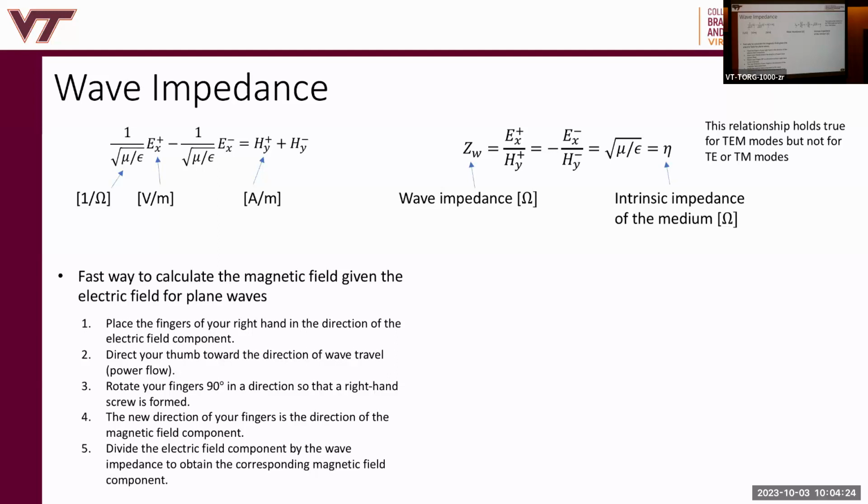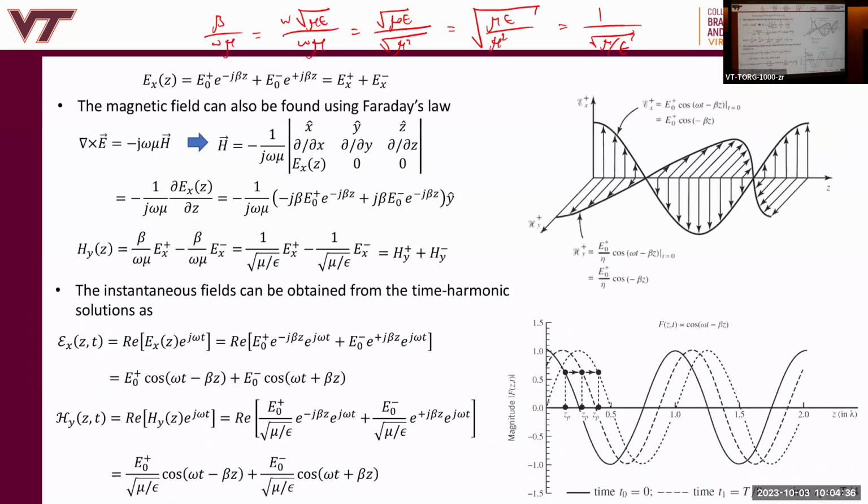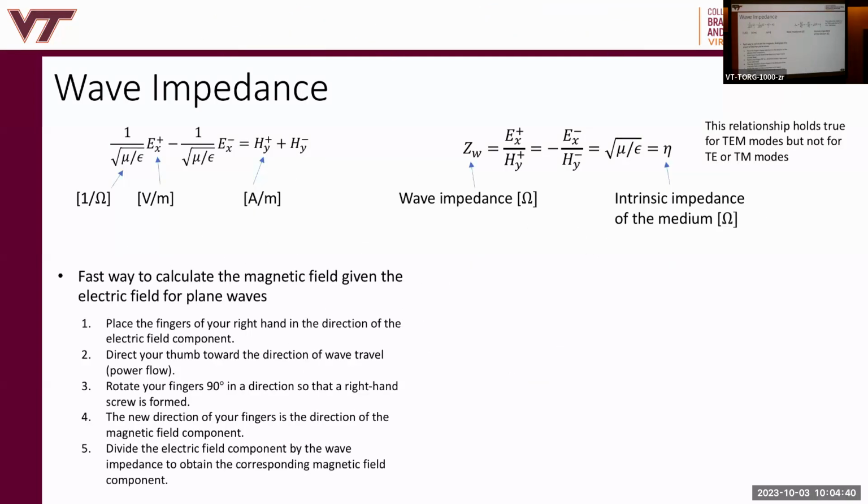Here's how this works for uniform plane waves. You can calculate the magnetic field very fast. Once you have the electric field, you don't have to take the curl of the electric field, as we did here. All this calculation you can avoid, because they have a right-hand relationship and a ratio in the amplitude.